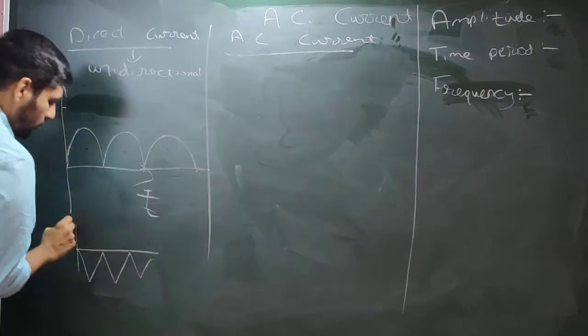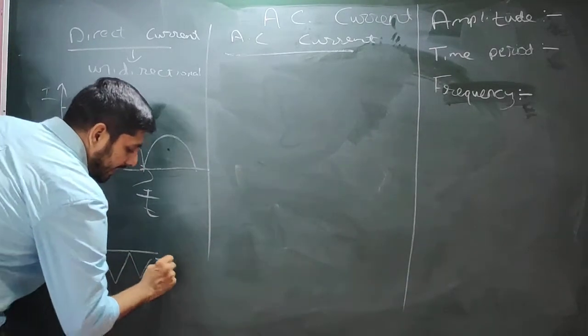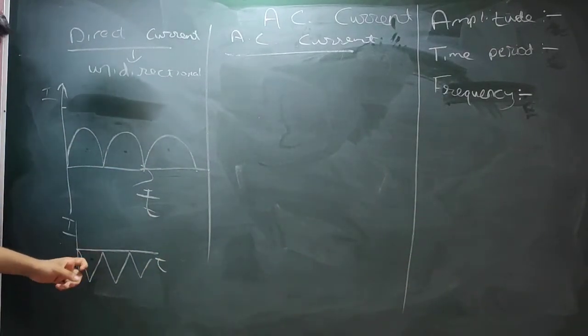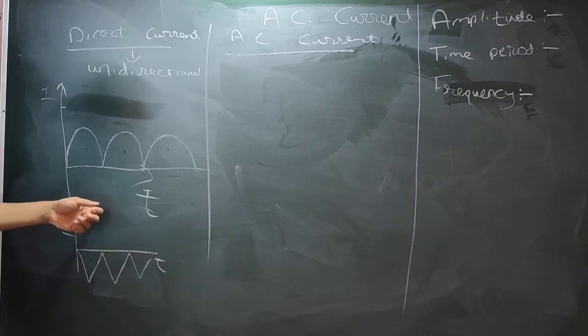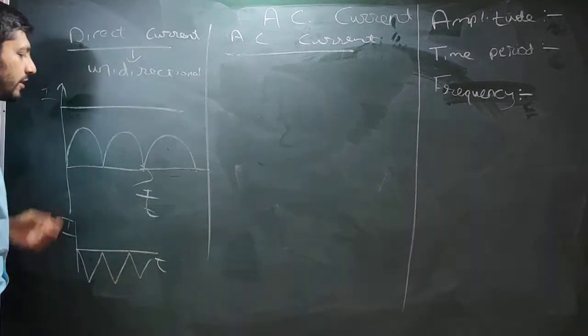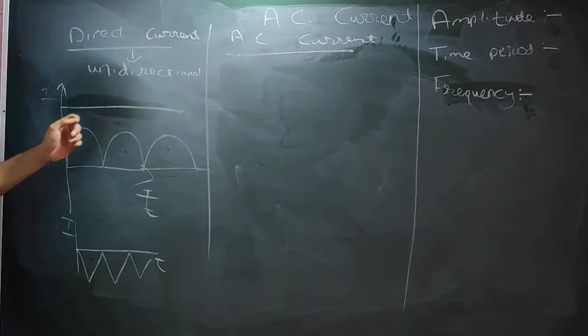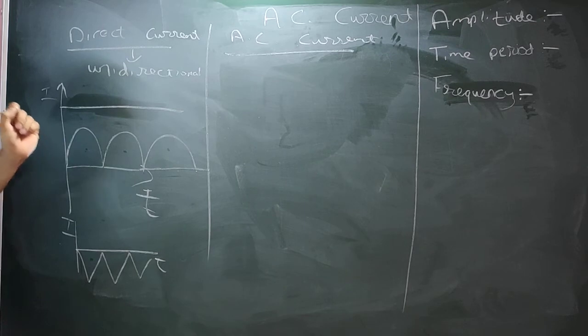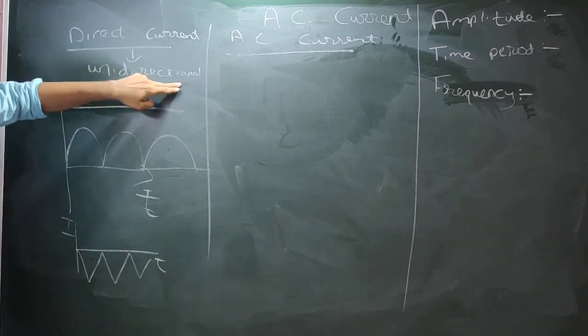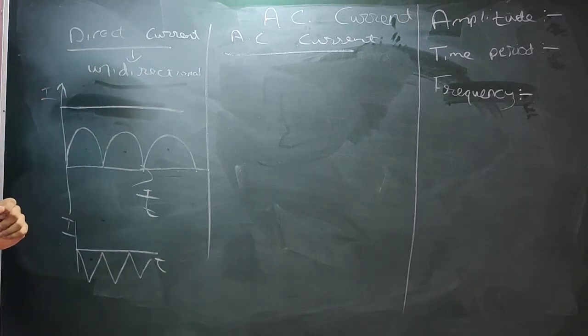But what does it do? It never changes its direction. If it is negative, it always remains negative. If it is positive, it always remains positive. And one more thing we had seen, that it remains constant, or it may vary. It may vary or it may remain constant, but it will not change its direction. This is the main condition. It remains unidirectional. It never changes its direction.